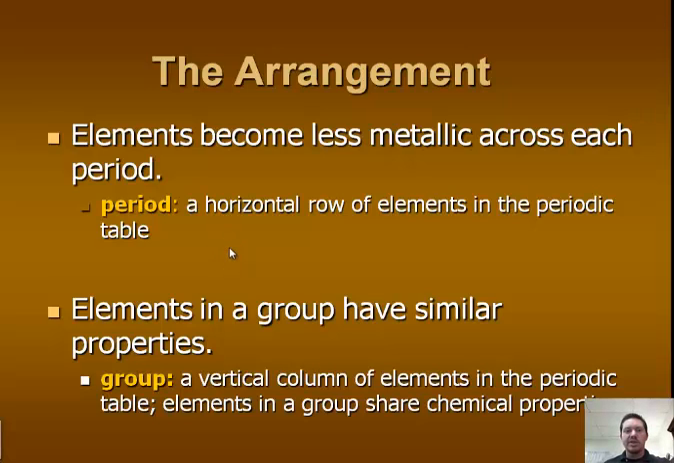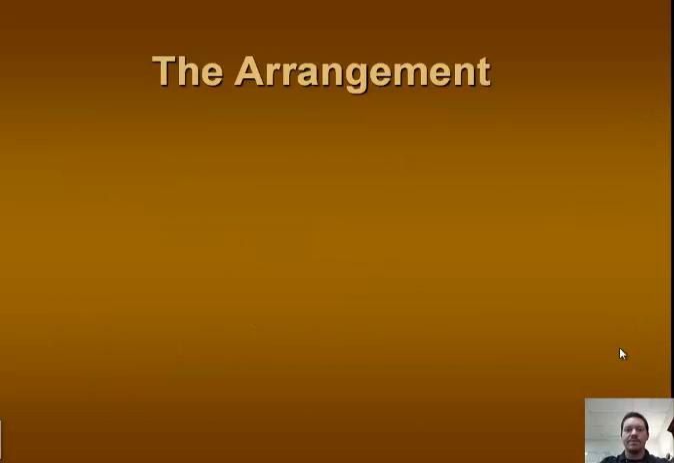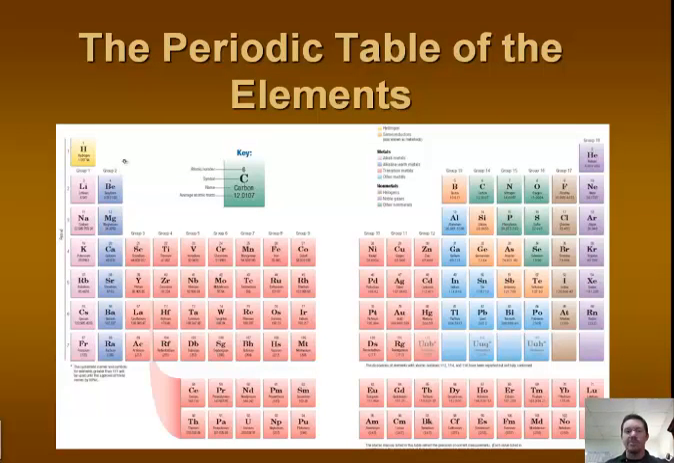So just to get a visual here. A period goes from left to right, and a group goes up and down. So let me show that on here. A period goes across. It could be up here too. These are periods. And then groups go up and down.